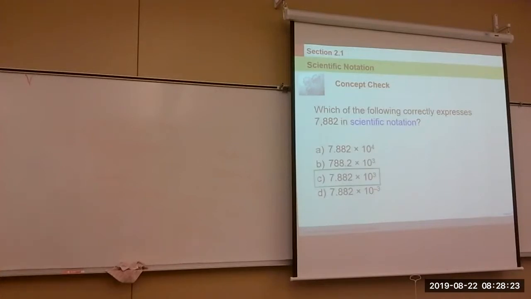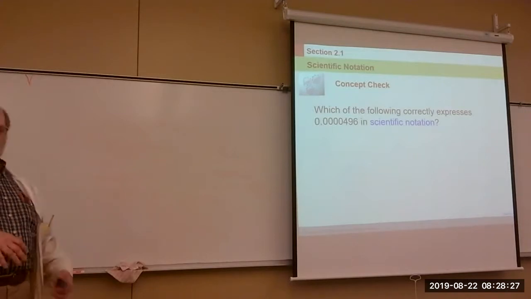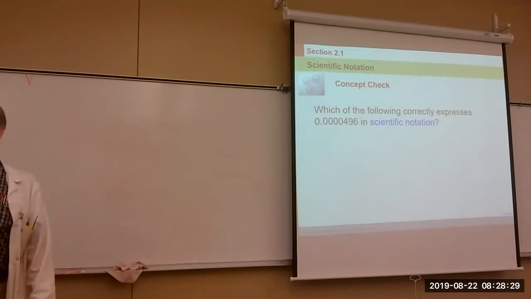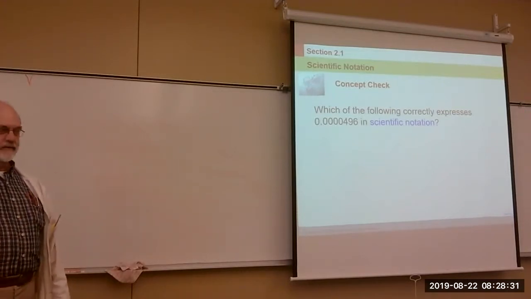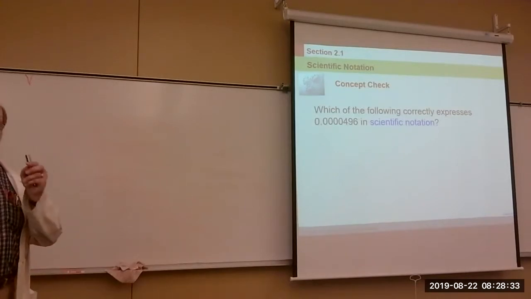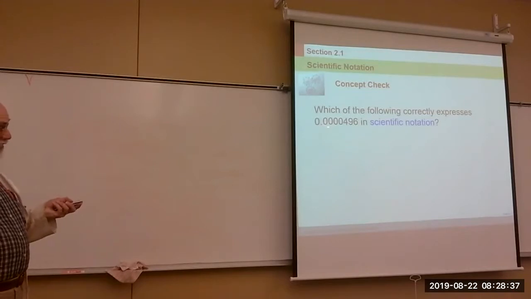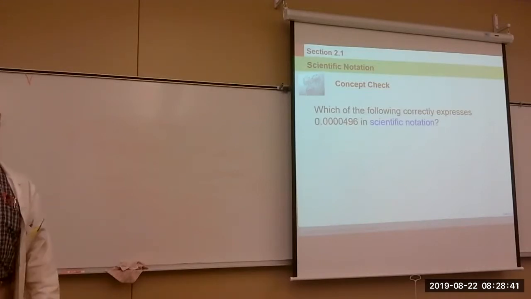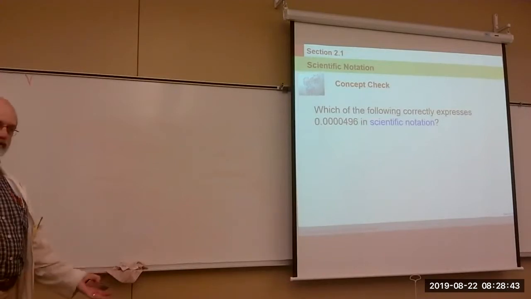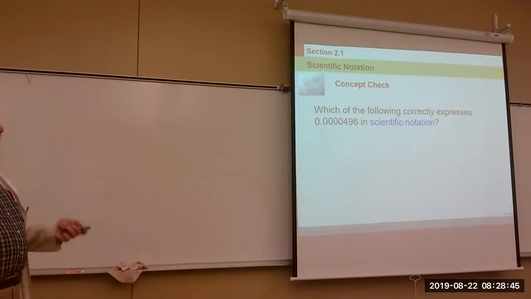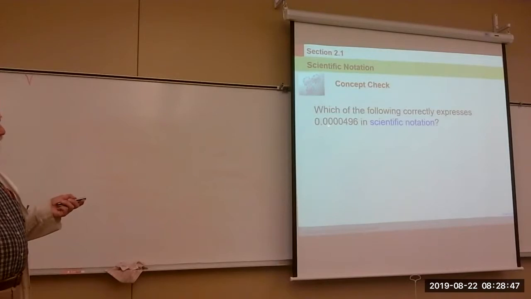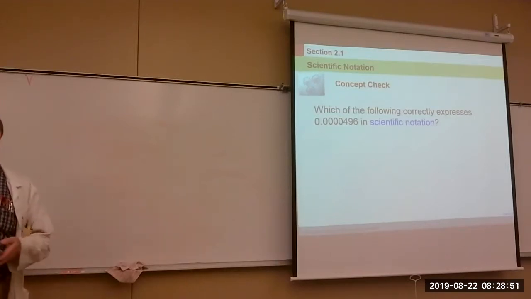Okay, how about this one? That's J, just the opposite scenario, right? You're moving to the right because you're trying to find a coefficient that's between 1 and 10. And in order to do that, you've got to move the decimal over here. You don't want to go to the 9 and 6 because now your coefficient is too large. So we moved it how many places? 1, 2, 5 places. So it'd be 4.96 times 10 to the minus 5.